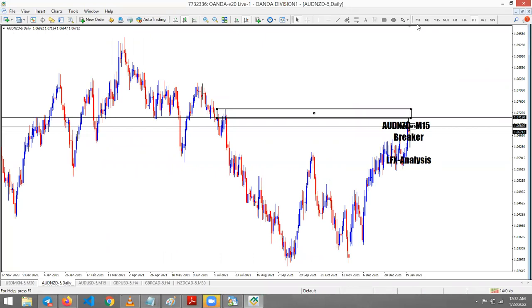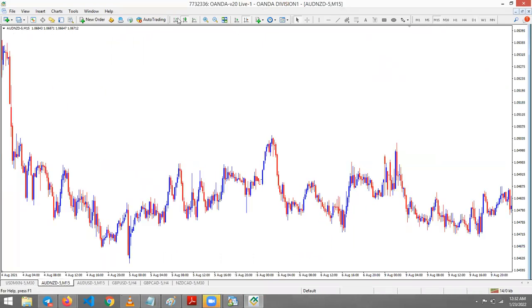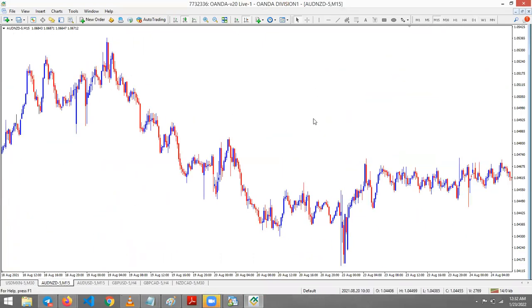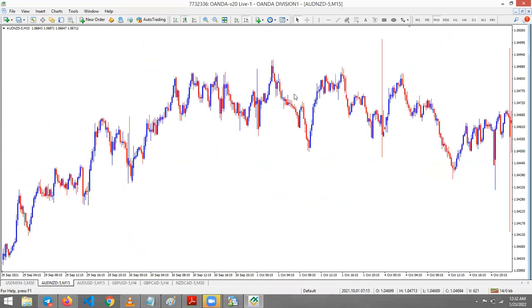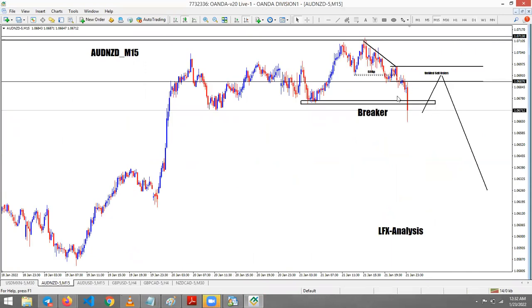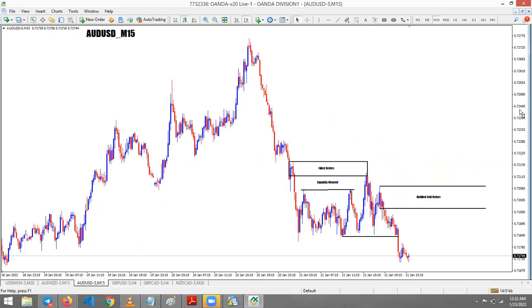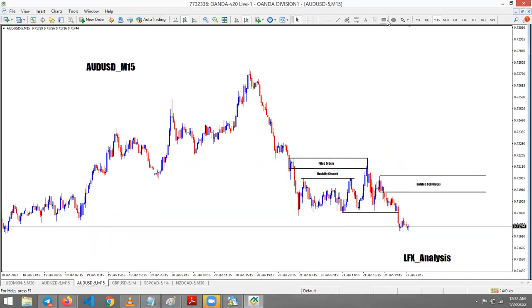So now this is daily, and I'm getting my entry on M15. I think that's M15. Yeah, so I'm looking out for sell opportunities along this area here. Let me see. Yeah, this is the old US dollar. So I've identified a breaker there. I'm waiting for price to retrace, and then I can possibly sell.